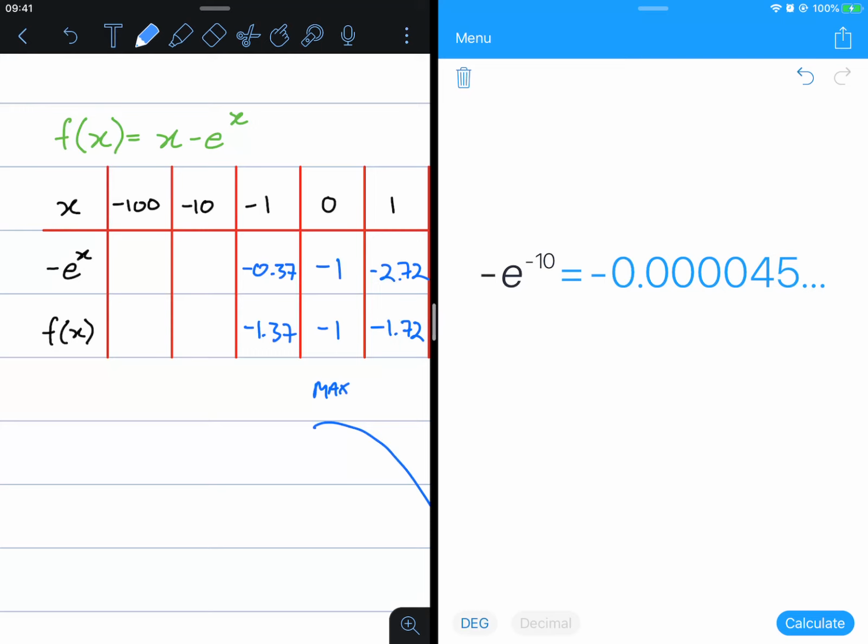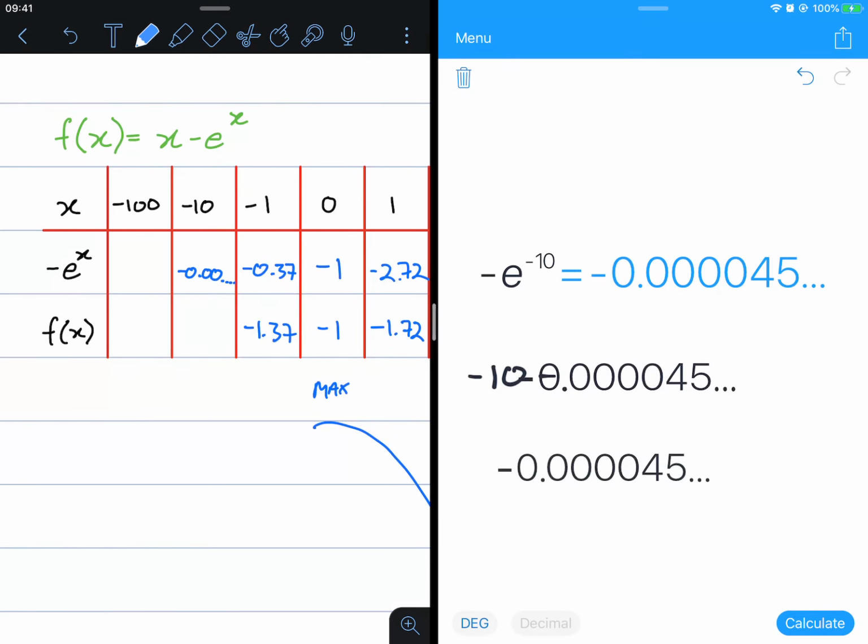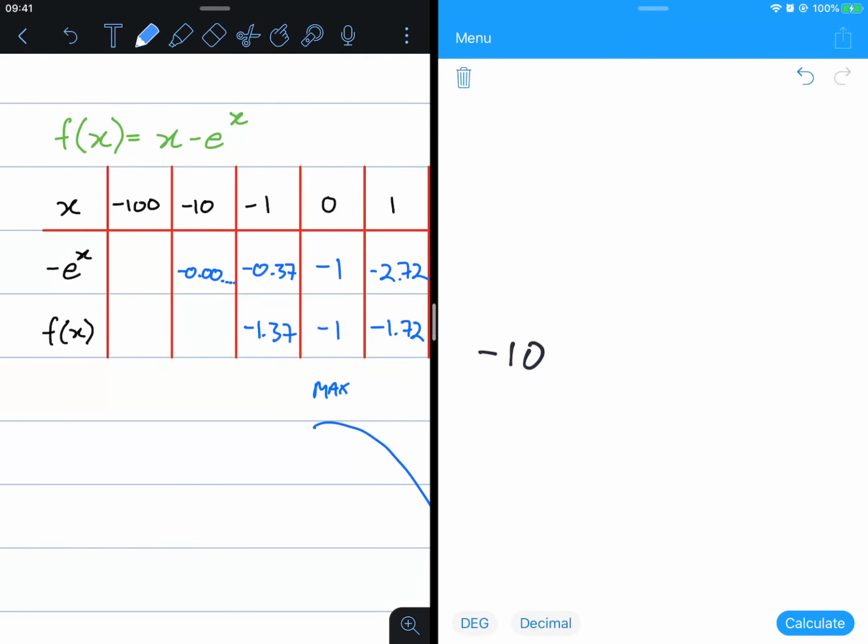Let's do negative e to the power of -10. Now take a look, that's negative 0.00. If we did -10 minus this answer, sorry, that's a double minus, -10 minus e to the -10. Notice how it's really just -10. The 0.0000, etc. has no significance. So this is really just -10.